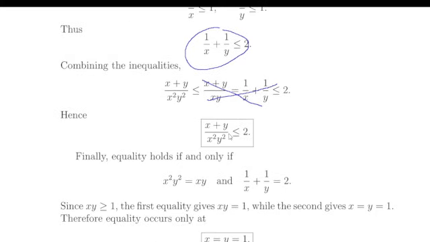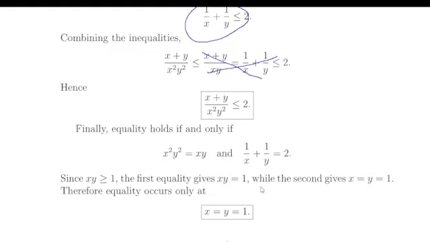Now, the question is, when is this equal? When is (x + y)/(x² y²) equal to 2? Well, this happens if and only if x² y² is equal to xy, and 1/x + 1/y equals 2.